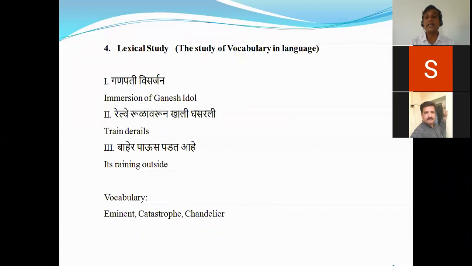The second word is catastrophe, which is used instead of calamity. And the third, chandelier. Remember, it is the ceiling fixture that we use. So in this way, we enrich our vocabulary and we can gain command over language. This is the fourth level to understand the language.